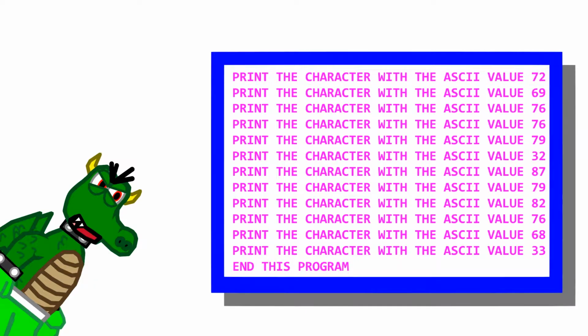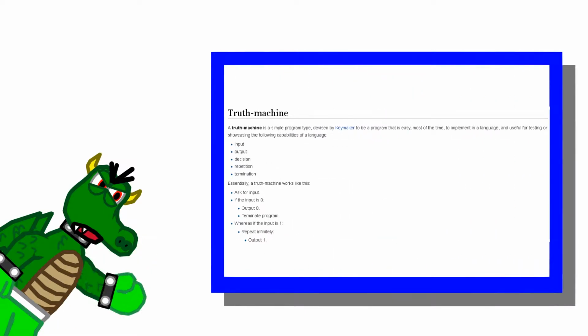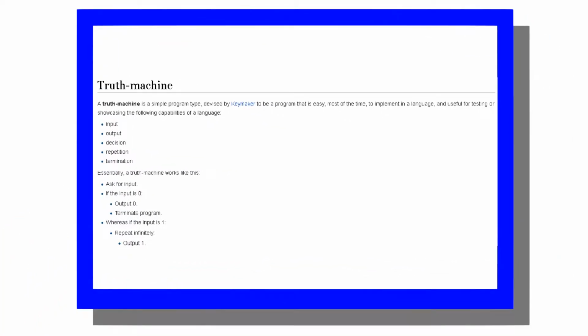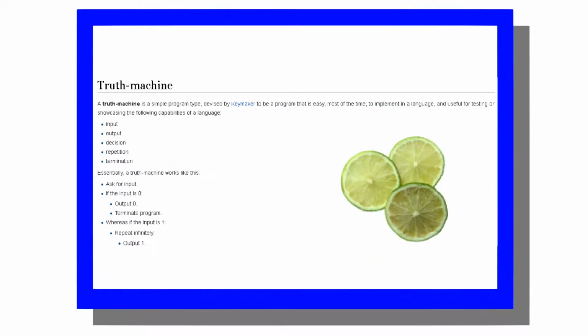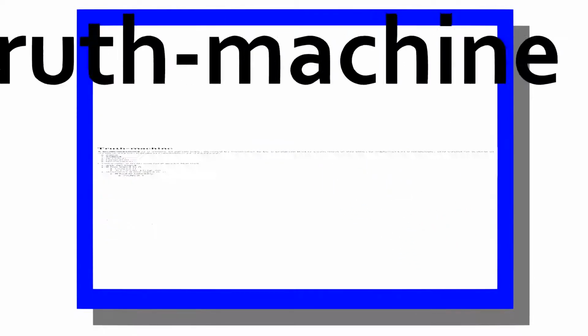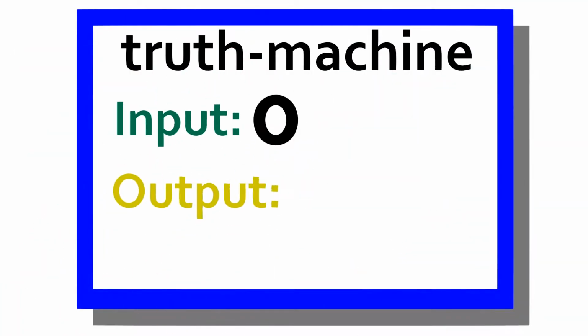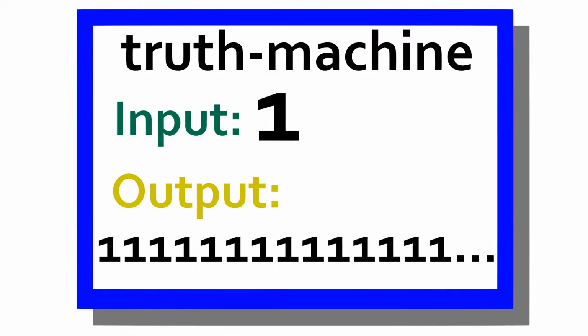I bet you can't do a truth machine. That means do a truth machine, or I'll burn you. The truth machine problem was created by a user of the Esolang wiki who goes by the name Keymaker. The challenge is simple. Get input from the user, and if it's a 0, just output 0. If it's a 1, output an infinite number of 1s.